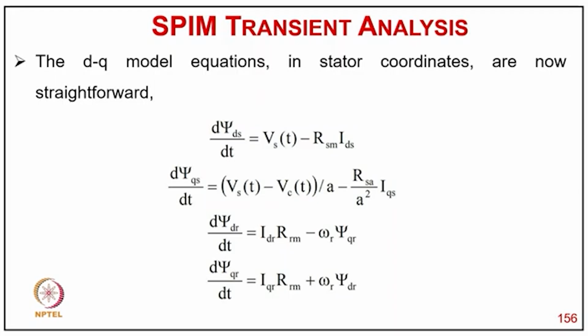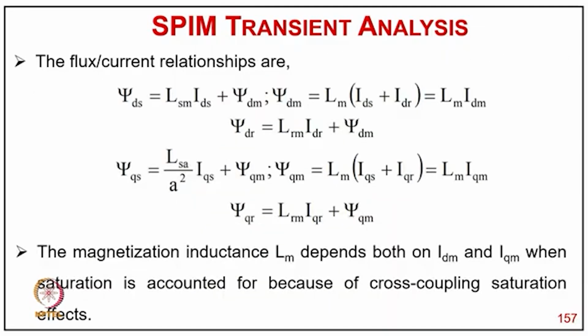These are the four flux equations you can solve for the forcing function as the supply voltage Vs, where phi dm and phi ds are explained here. phi ds equals Ls IDS plus phi dm, and phi dm equals Lm IDR plus IDS Lm IDM, and phi dr equals LRM IDR plus phi dm, and phi QS equals LSA square upon A square IQS plus phi QM, and phi QM equals Lm IQS plus IDR equal to Lm IQM, and phi QR equals LRM IQR plus phi QM.